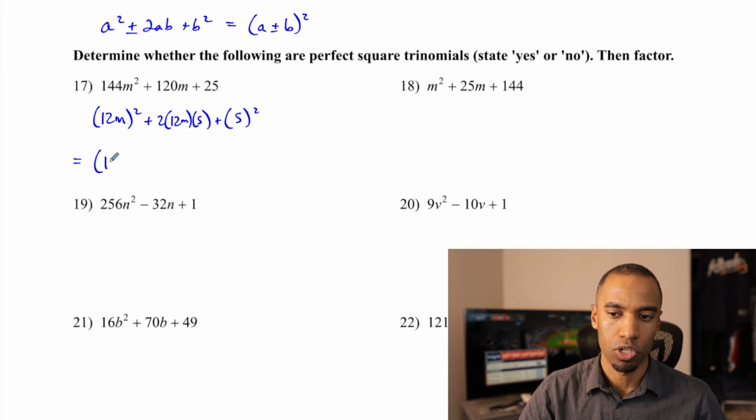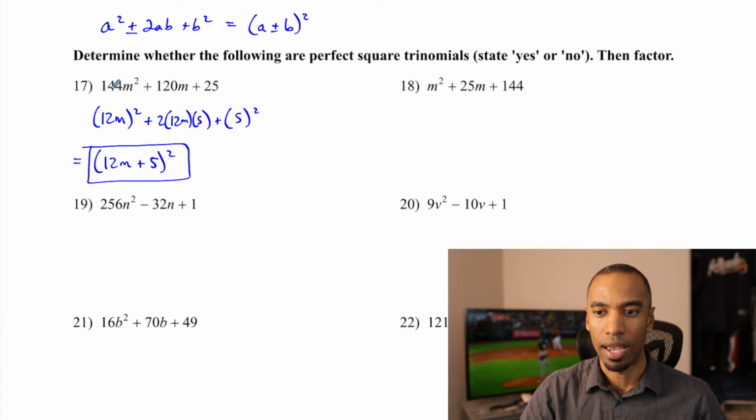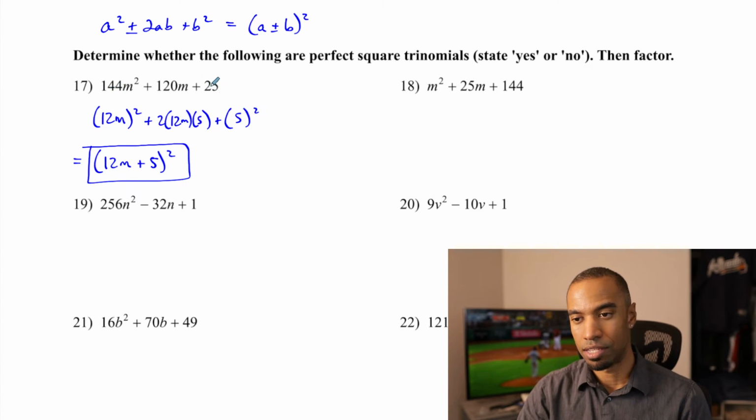That means this is a perfect square trinomial. This is 12m plus 5 quantity squared. I'm done. I recognize this is a perfect square.